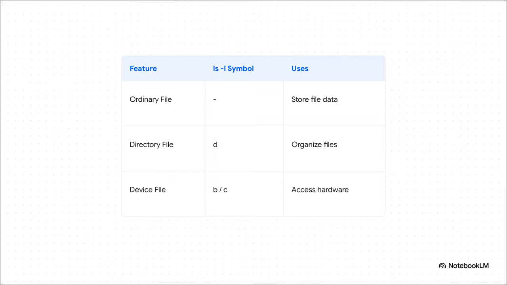Now, take a look at this table. You can see the definitions and examples, but the column you really need to focus on is the ls -l symbol. This is the absolute key. When you run ls -l, the very first character of every single line tells the story. A little dash means it's just an ordinary file. A d means it's a directory. And a b or a c tells you it's a block or a character device file.